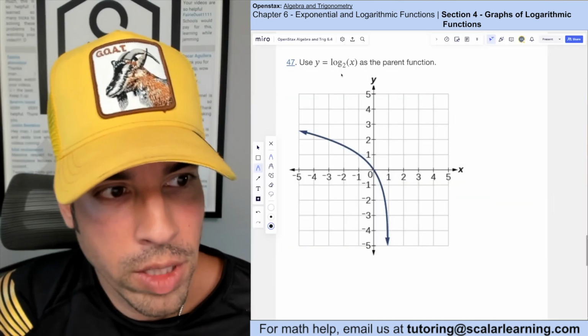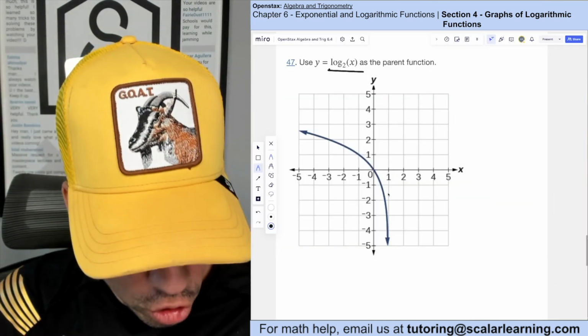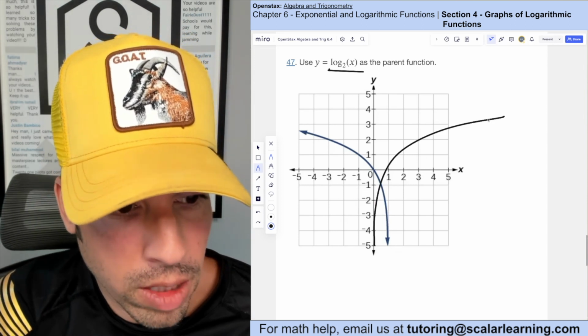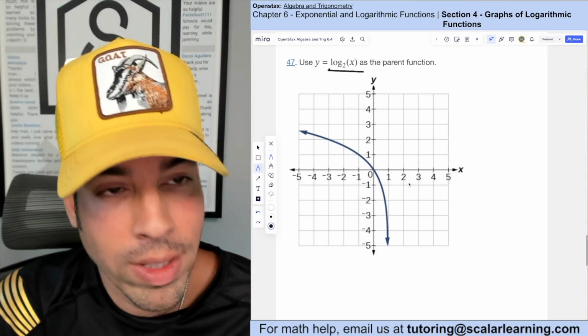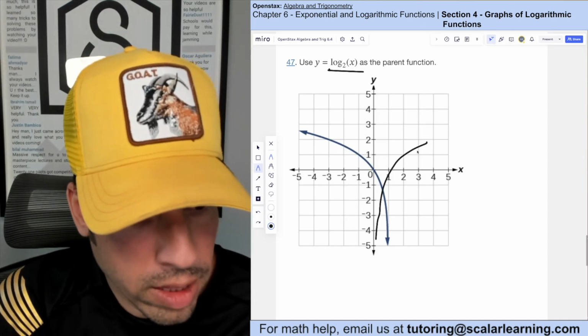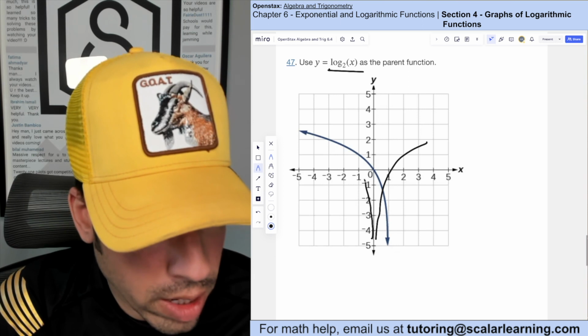Boom, done. So for this one, we're taking this parent function and we're applying transformations to make it look like this. Now, just from the fact that we know typically a logarithmic function is going to go this way, we know that it's been at least reflected across the y-axis. So since it would normally go like this, reflecting it would now go like this.